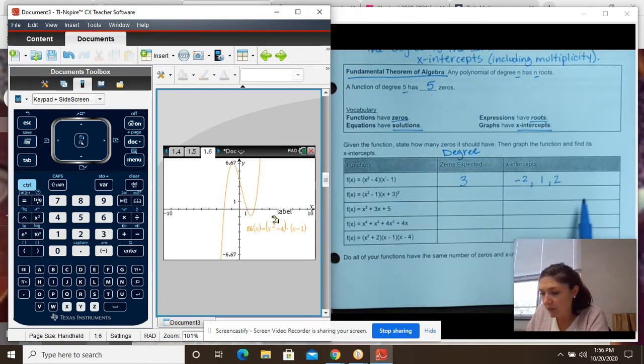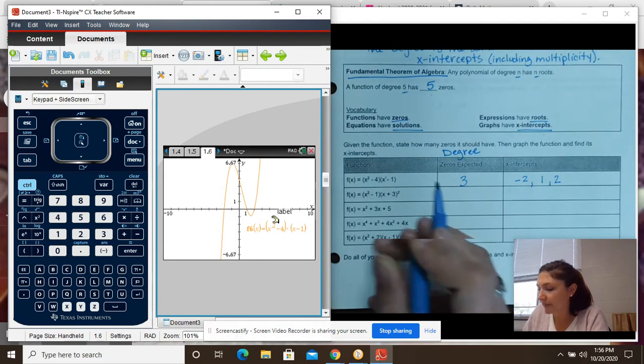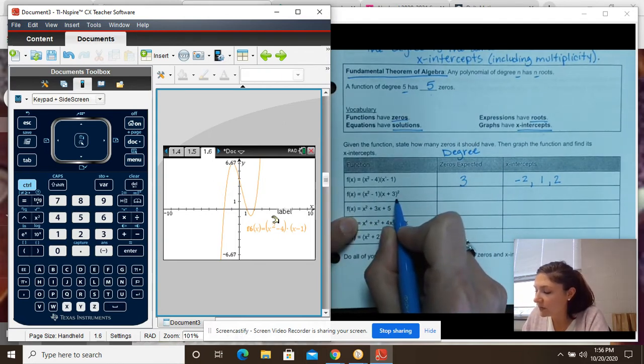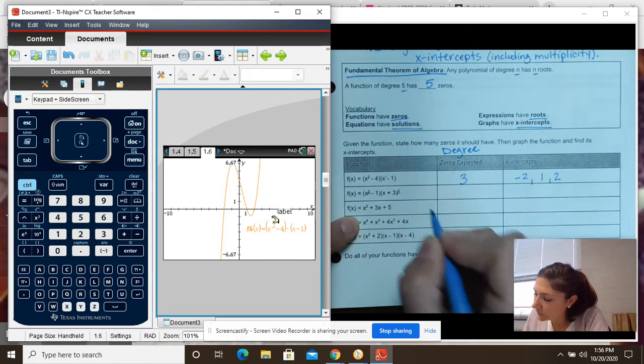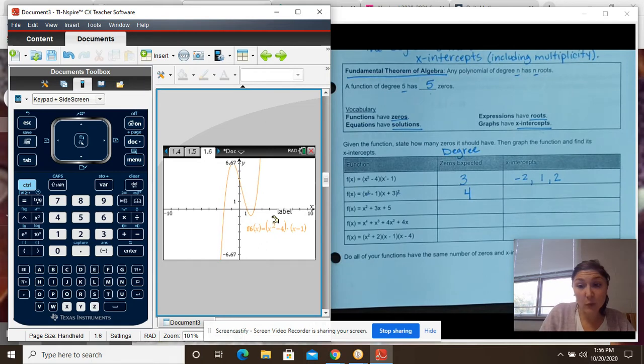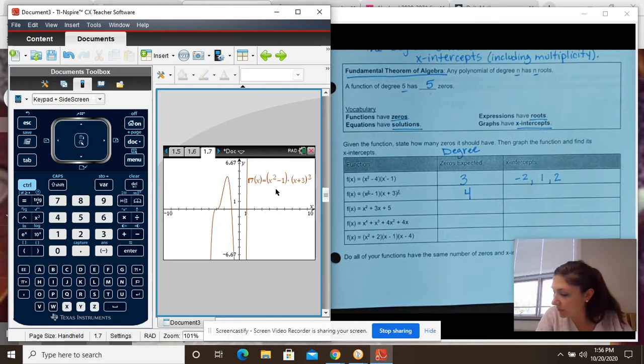Fundamental theorem of algebra, this idea right here. For my next function, x squared minus 1 times x plus 3 squared, 2 and 2, add those up, I get a total of 4. So I would expect to have 4 zeros for this function. So if I flip forward to that graph, here's my function all graphed for me.